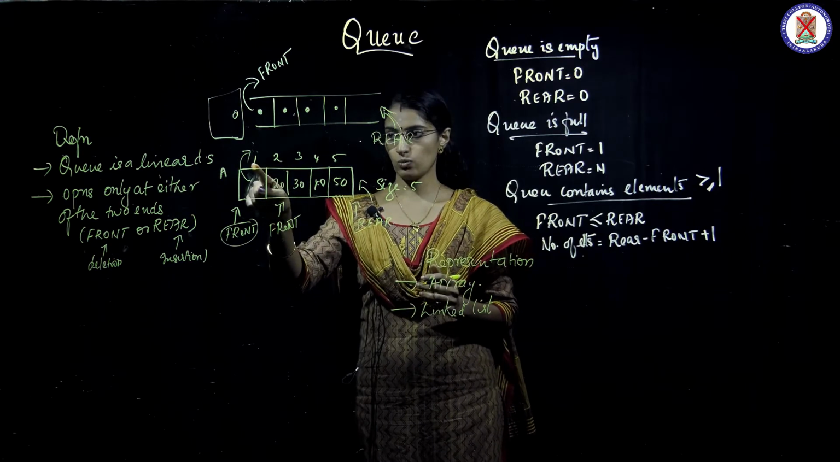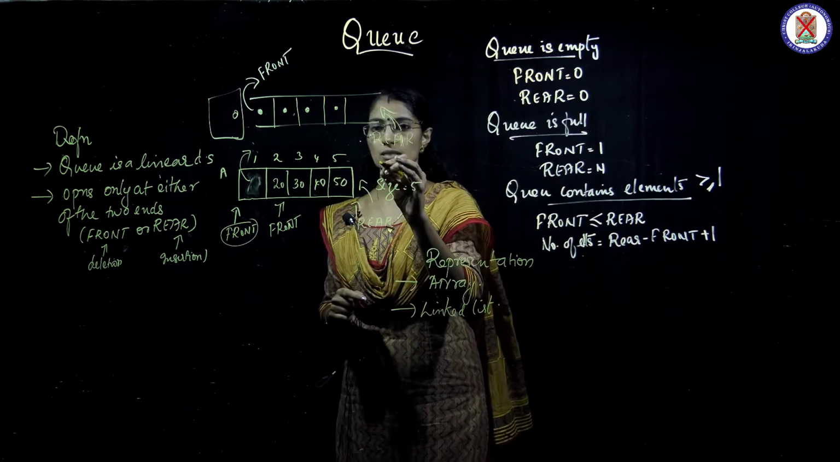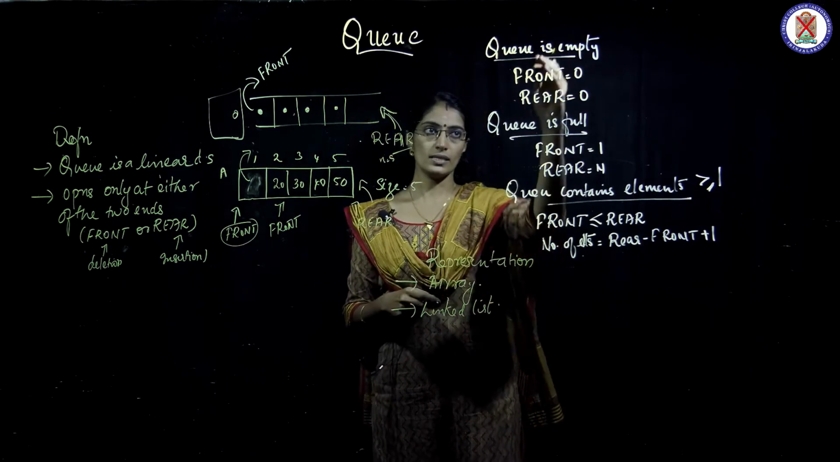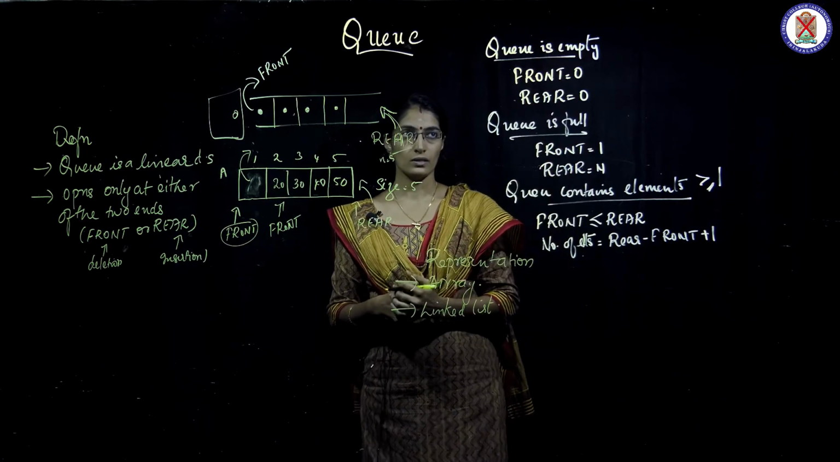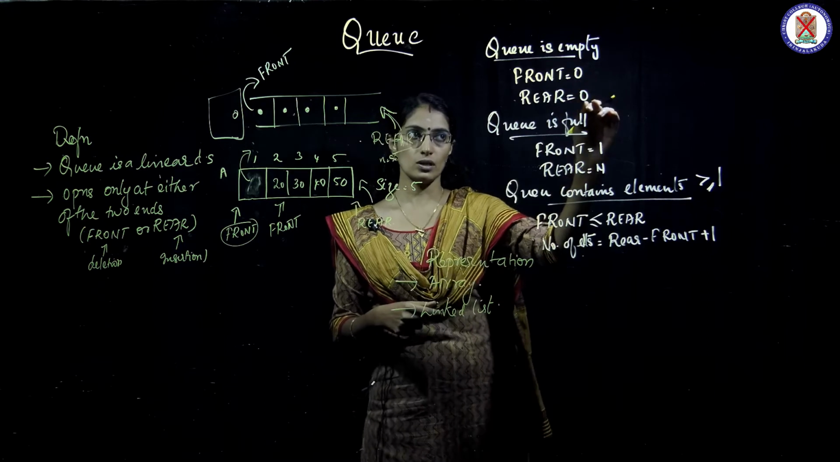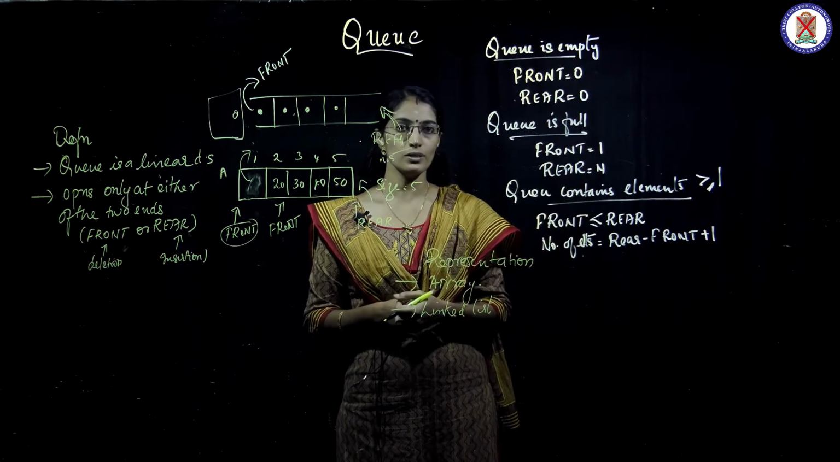Starting from index 1 to 5, that means n is equal to 5, right? Now let's see some of the conditions here. When the queue is empty, what does it mean? Front equal to 0 and rear equal to 0 means the queue is empty.